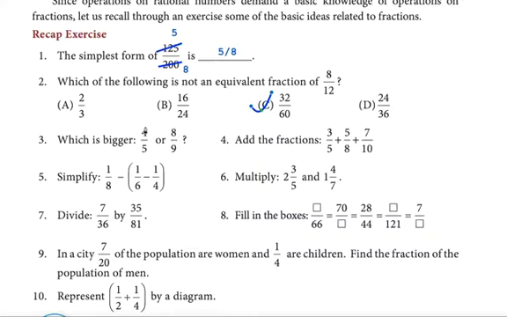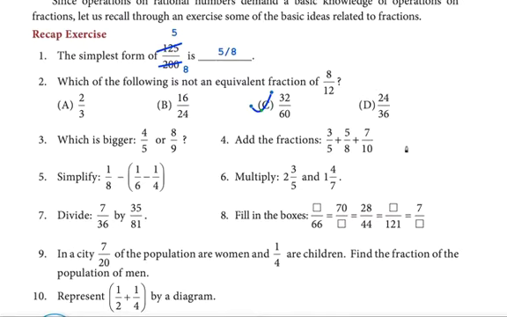4 by 5 is 0.8, 8 by 9 is 0.8 again. So 8 by 9 is larger. Okay, this is simply 0.8. This one is 0.8888 and so on. Okay, so this is larger.